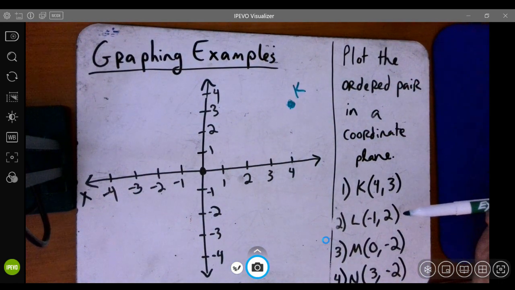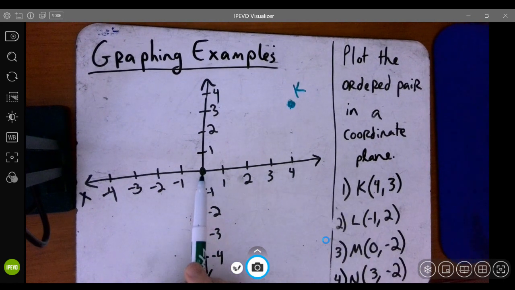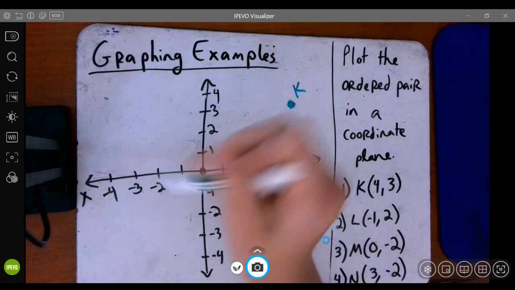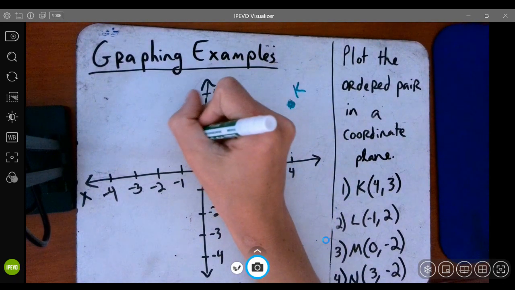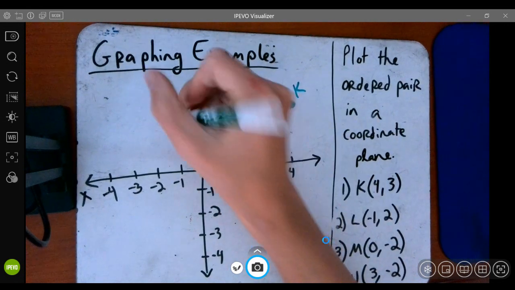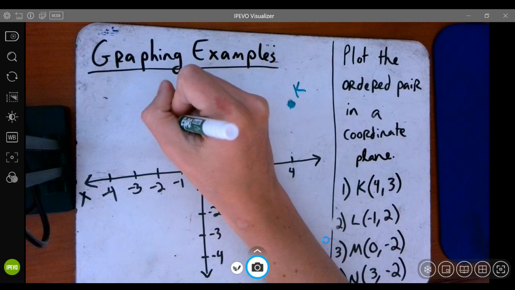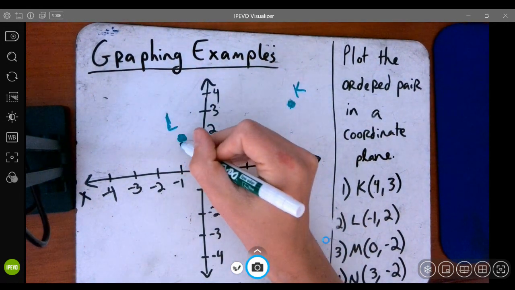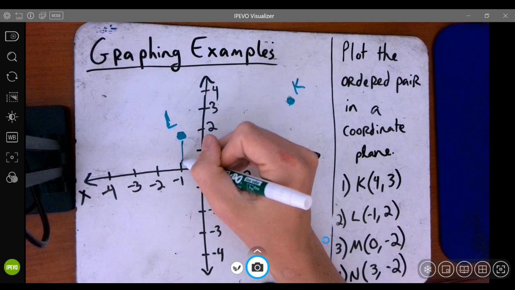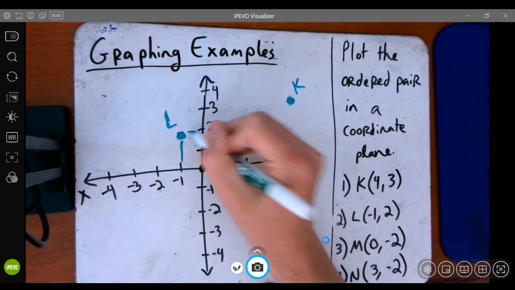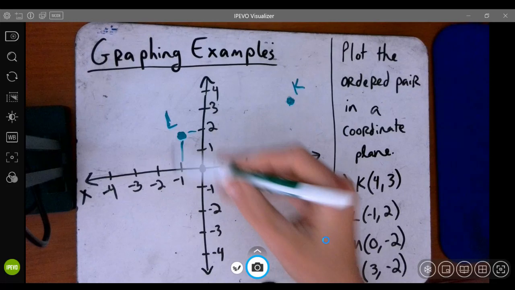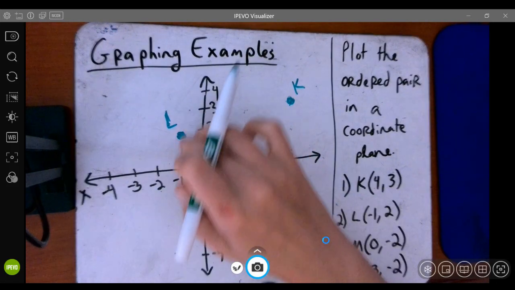And then point L is at (-1, 2). And so on my x-axis, I'm going to go over to -1. And then on my y-axis, I'm going to go up to +2. And that would be point L. And when I'm grading this, I'm really going to follow it up from the -1 and over from the +2 to make sure that you're putting it in the right place.